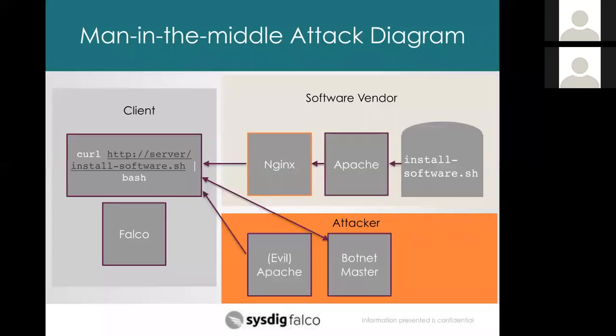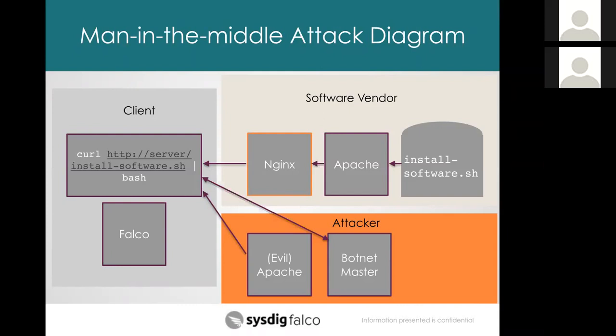Okay, so this final example that we're going to show is about downloadable installation scripts and how they might be hijacked to install rogue malicious software. And then we'll talk about how Falco can detect it.